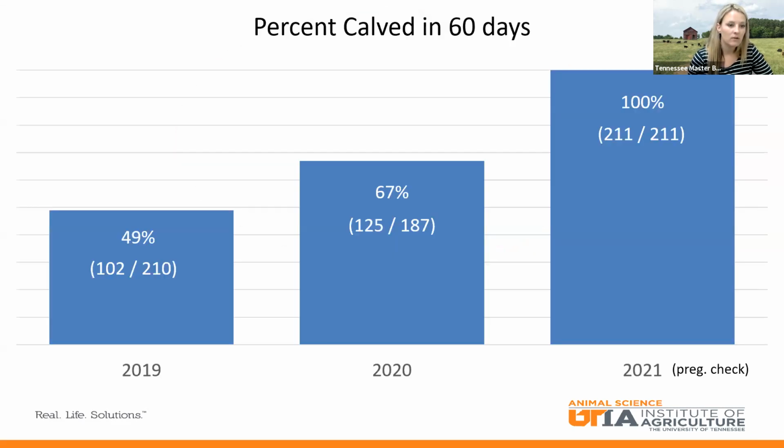I'll go ahead and show you the data for that. So this 2019 data you see here is just the initial pregnancy check data whenever we went in. And that's her percent calving in the first 60 days of that calving season.